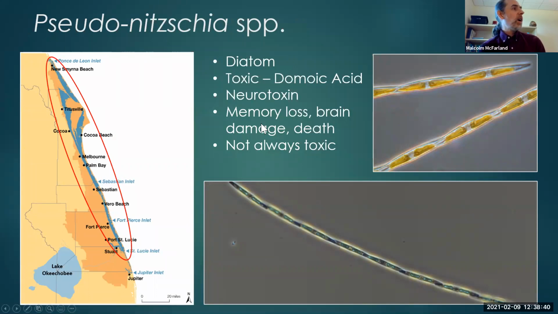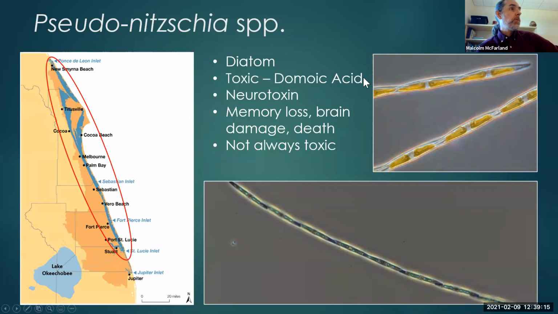All right, so one more. I think this is the last one I was going to focus on here. This is a diatom called Pseudonitzschia, and it produces a toxic compound called domoic acid. Diatoms are not usually considered harmful algae, so this is kind of an interesting outlier. Diatoms are usually what we would consider good algae. They are really important members of the food chain and coastal ecosystems.